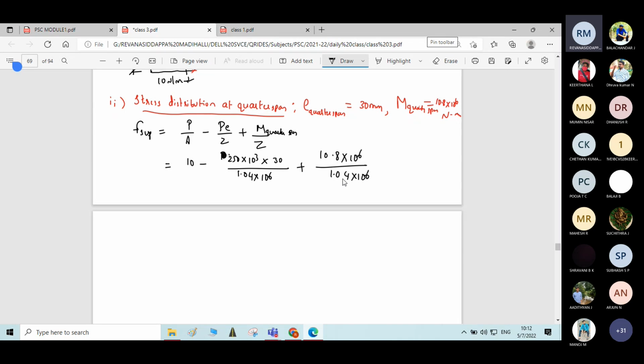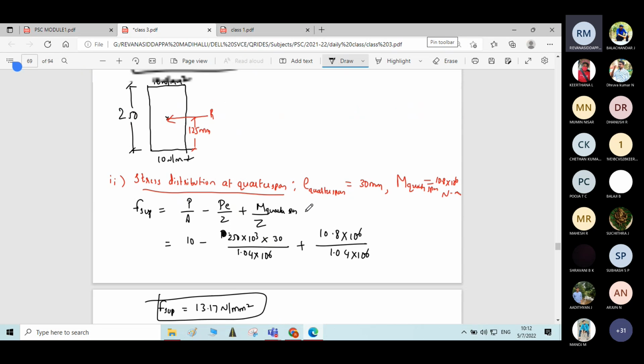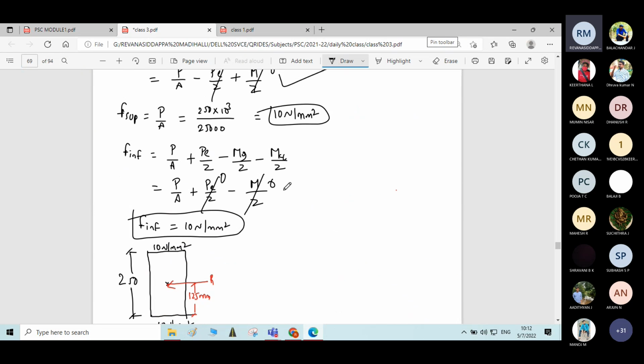Okay. So if you calculate, you will get the stress at the top fiber, F superior, as 13.17 Newton per mm square. Similarly, for F inferior, utilize this formula.